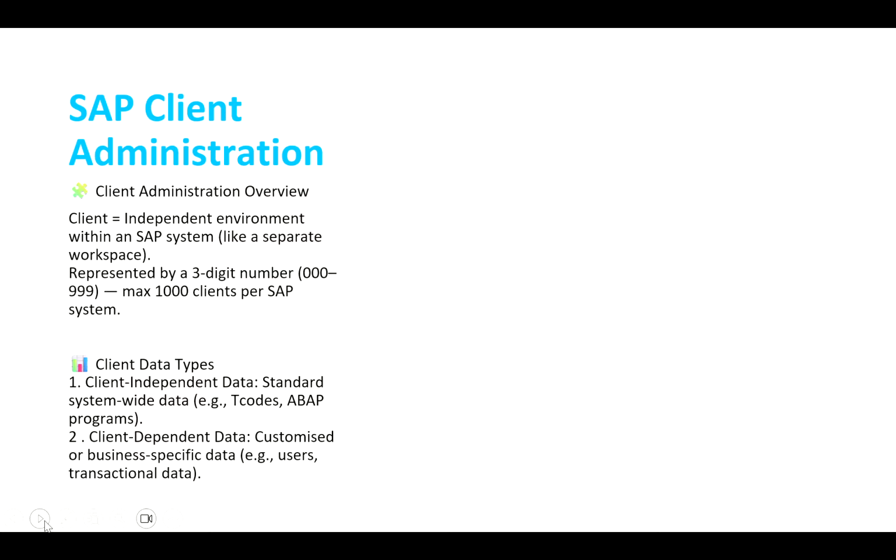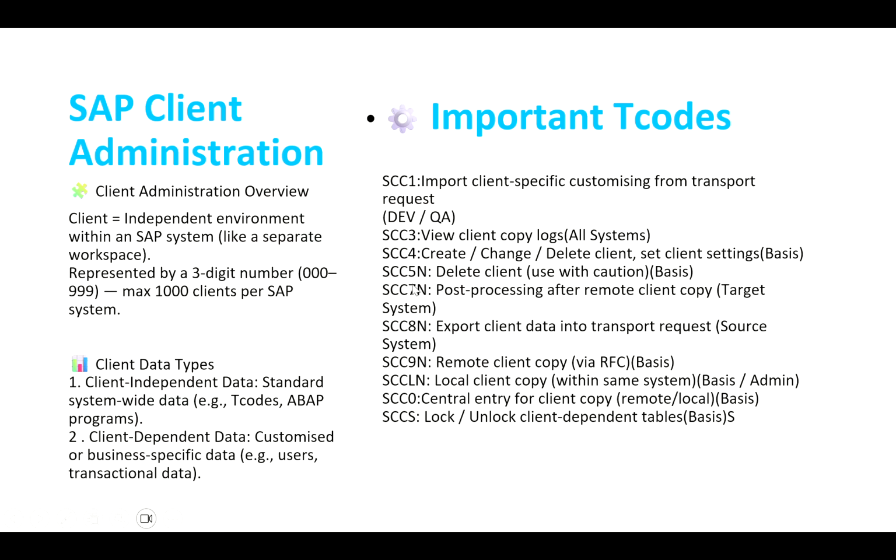So moving on to the next content. Here we understand what a client is, how many digits it has, what the difference between clients is, where we can see the client details, which client we need to log in to, and the difference between the standard client and the one we use, which we have discussed. Now there are a few very important T codes for creating this kind of client.